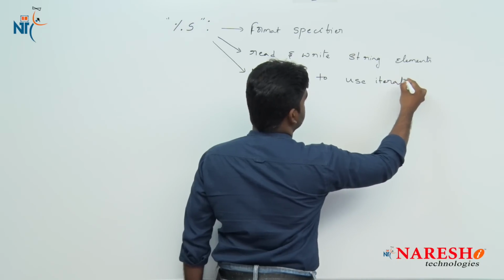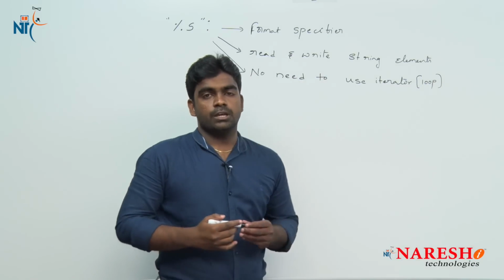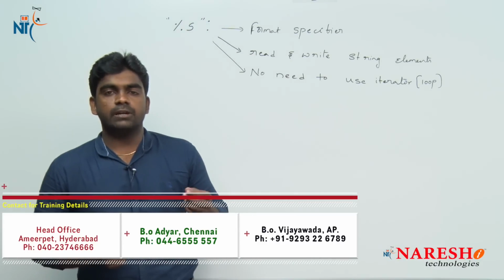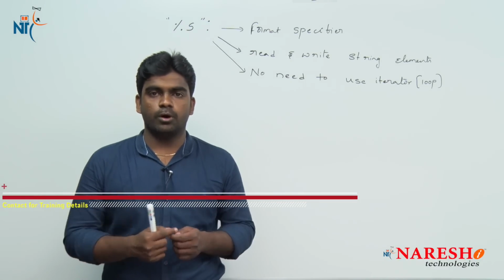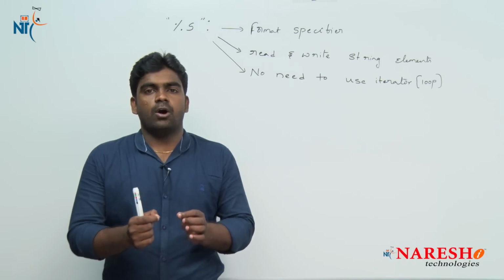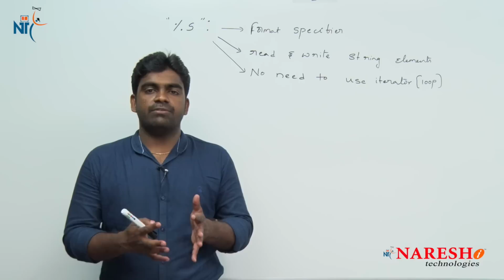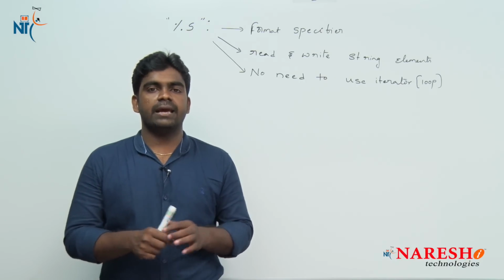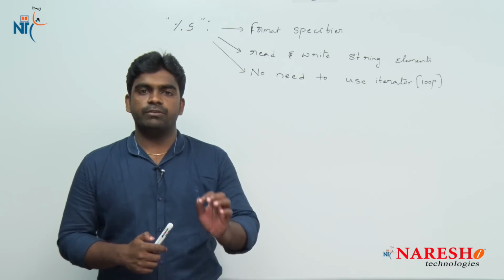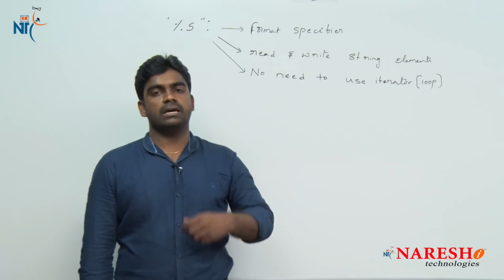Sir, what is an iterator? It is a loop. Generally, if you want to read elements into arrays, we use loops, either a for loop or a while loop, because an array always contains more than one element. Suppose 100 elements are there; we cannot write the scanf function 100 times. That is an impossible case.